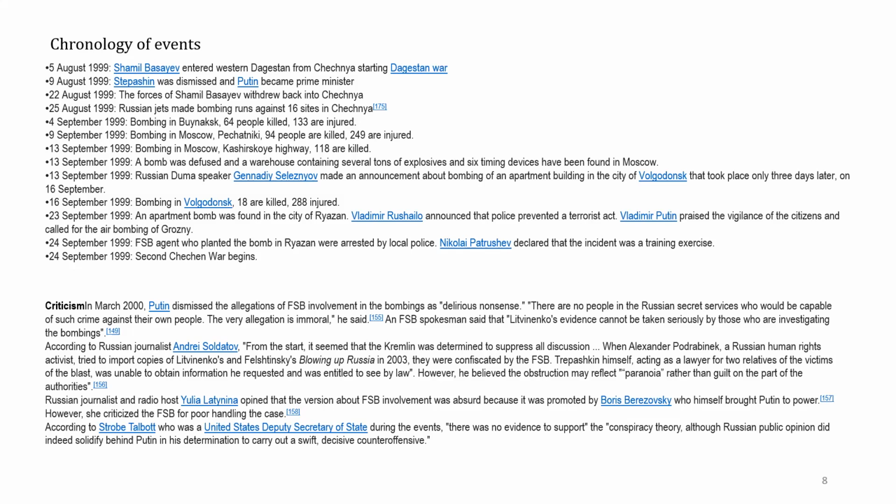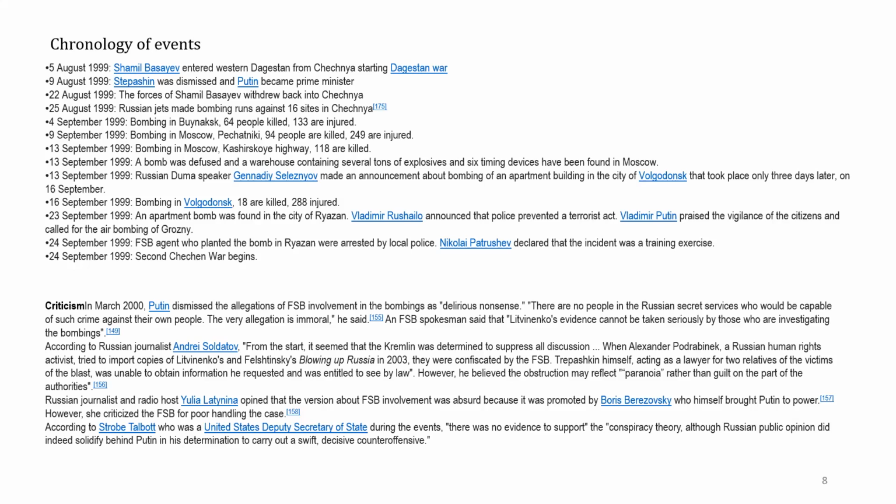However, he believed the obstruction may reflect paranoia rather than guilt on the part of the authorities. Russian journalist and radio host Yulia Latynina opined that the version about FSB involvement was absurd because it was promoted by Boris Berezovsky, who himself brought Putin to power. However, she criticized the FSB for poor handling of the case.